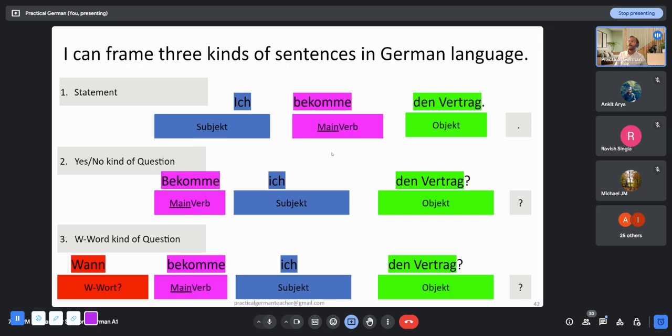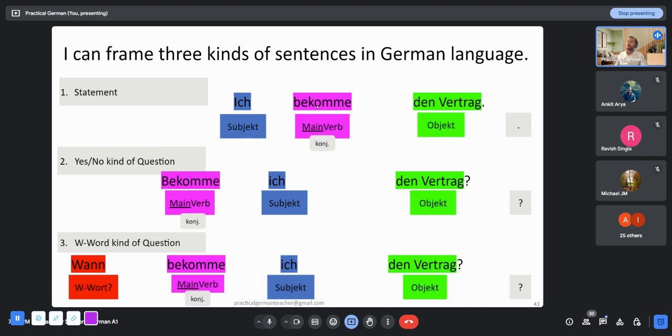Now you also learned about Modalverben. So when you use a Modalverb, just for the sake of understanding, in the last slide I called this the verb. Now I will call it the main verb, because when you use a Modalverb, the other verb becomes the main verb. It's not hard, I'm just calling it that for the sake of understanding.